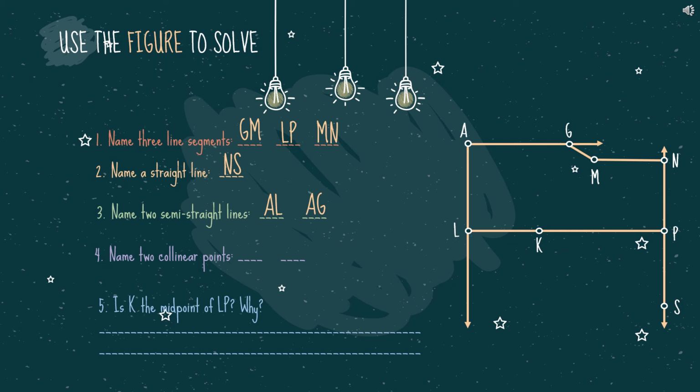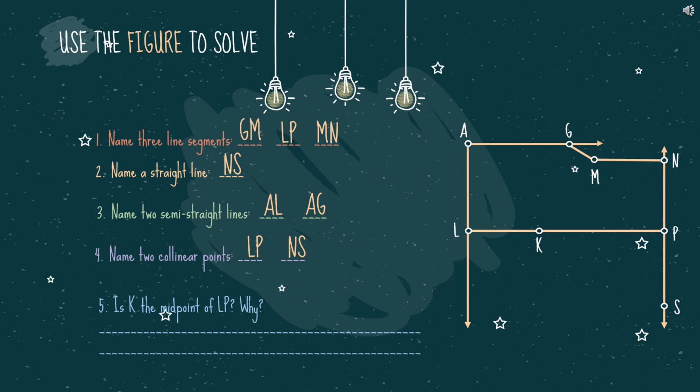Let's have a look at question number 4. Name 2 collinear points. Remember, a collinear point means there are 3 points on the same line. Okay, it needs to be a straight line with 3 points on it. So in the figure, we can see that line LP and line NS are both collinear points. They have 3 letters and 3 points on the same line.